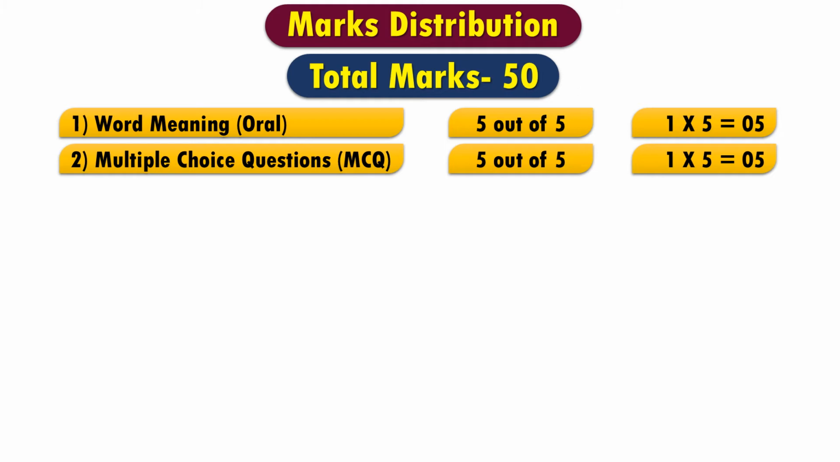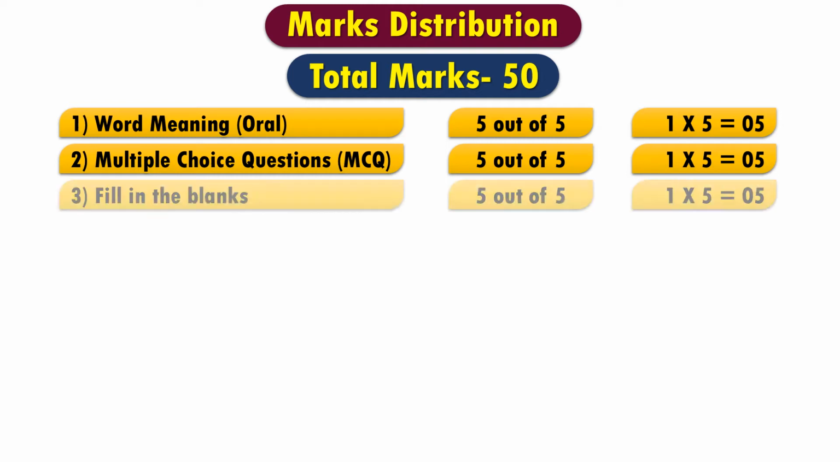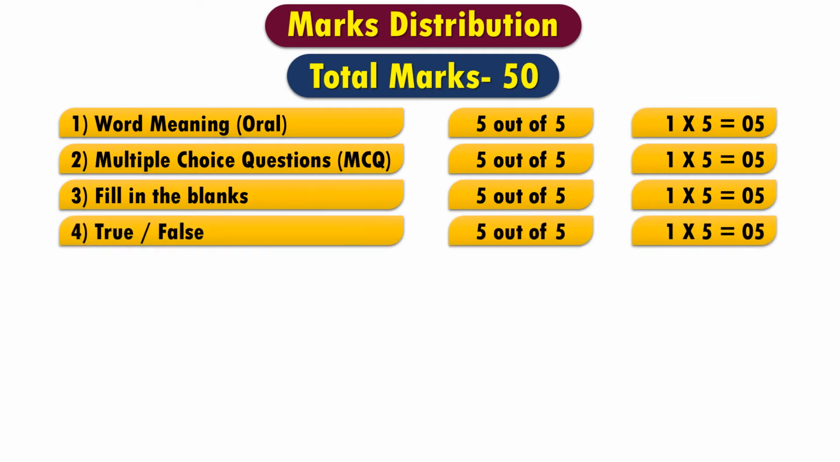And the second is multiple choice questions, which is known as MCQ. You have to answer 5 out of 5, and every question has 1 mark. That means in total 5 marks. In third, we will give you the fill in the blanks, and you have to answer 5 out of 5, and every question has 1 mark. That means in total 5 marks. In number 4, we'll give you true or false. You have to answer 5 out of 5, and the total marks is 5.